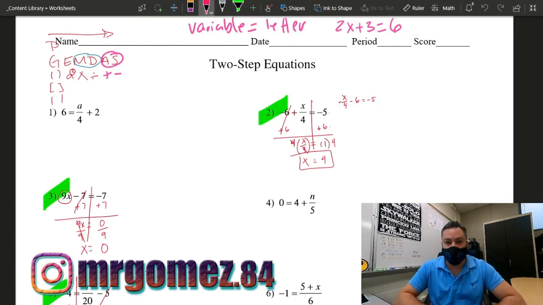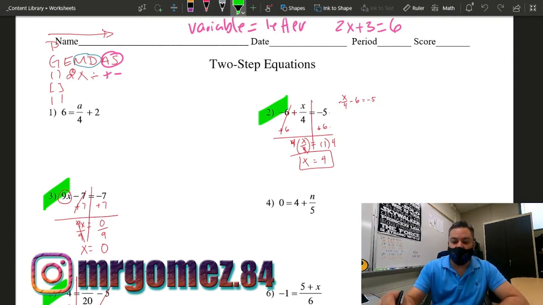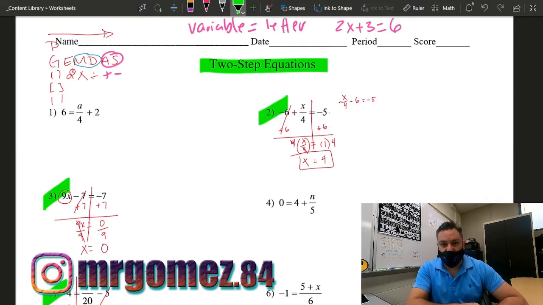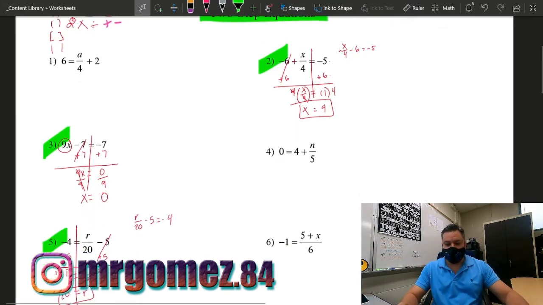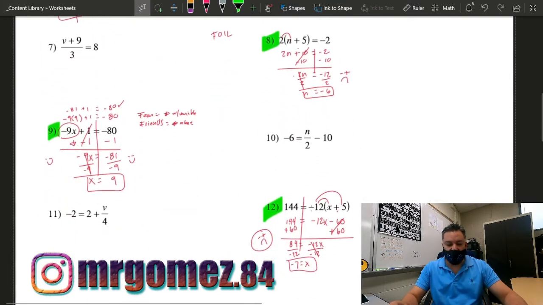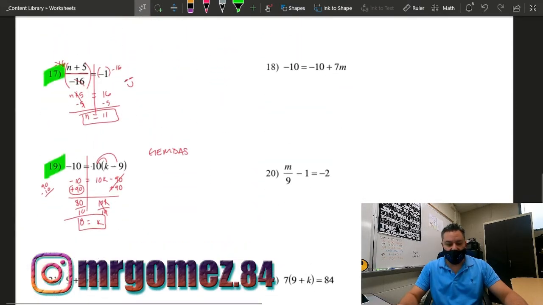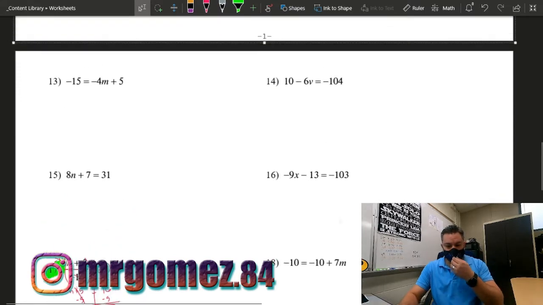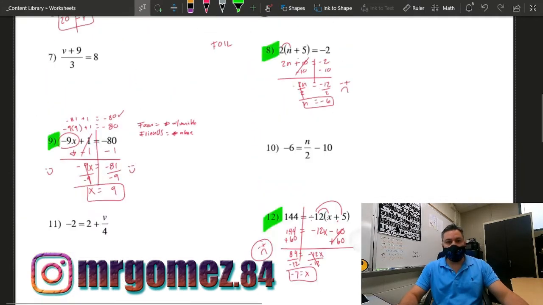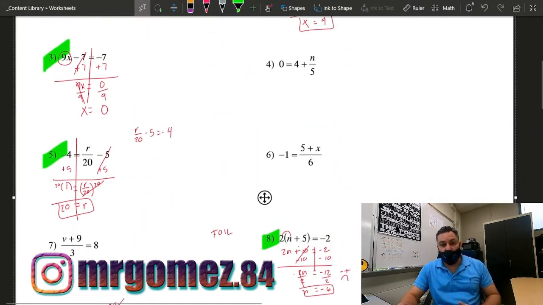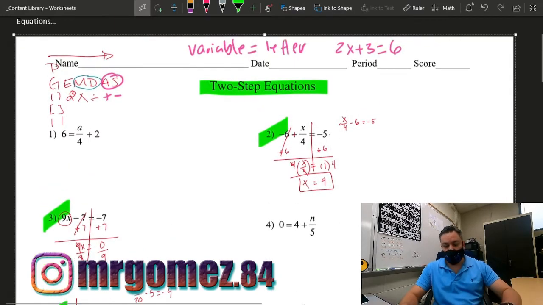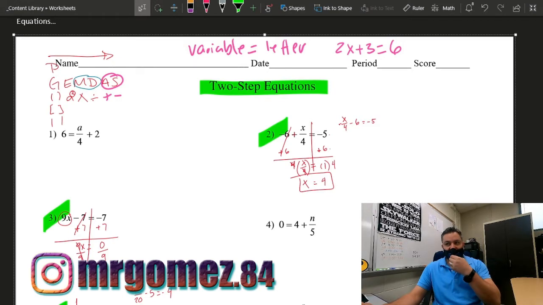And today, we're going to keep on talking about two-step equations. In the previous video, I did the already highlighted ones: 2, 3, 5, 8, 9, 12, 17, and 19. Today, I'm going to work on the rest of them up to 20. I'm not going to do 21, 22, 23, 24, unless the video is not too long, because I don't want to make it extra long.